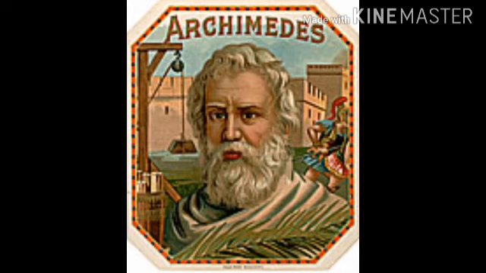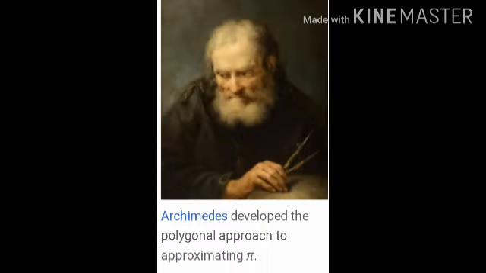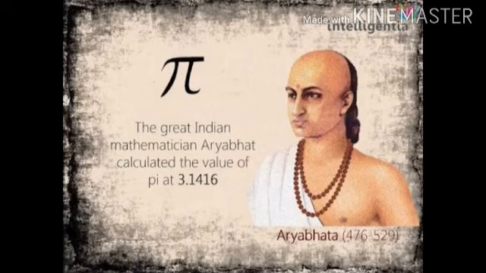The Greek genius Archimedes was the first to compute the value of pi. He showed the value of pi lies between 3.140845 and 3.142857. Aryabhatta, the great Indian mathematician and astronomer, found the value of pi correctly to 4 decimal places: 3.1416.